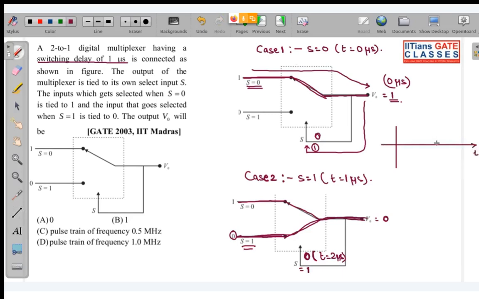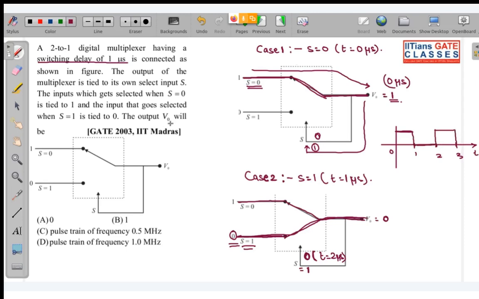If I draw the number line, this is your t, this is 0 microsecond, this is 1, this is 2, this is 3, and so forth. From 0 to 1 microsecond, your output is equal to 1, due to this switching, because switching takes place after 1 microsecond. After 1 microsecond, S becomes 1, and S1 will be connected to V0, and the input to S1 is 0. So after 1 microsecond this will become 0, and it will stay at 0 till 2 microsecond. Again this will become 1, and this cycle will go on.